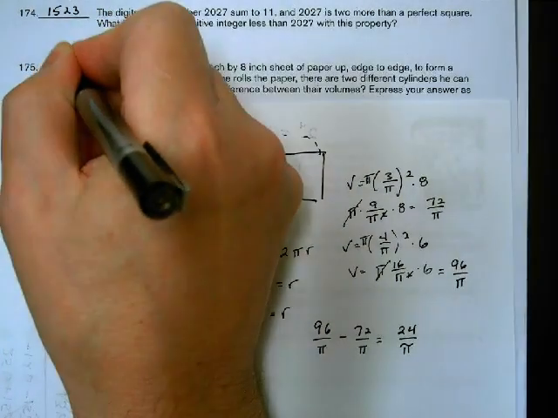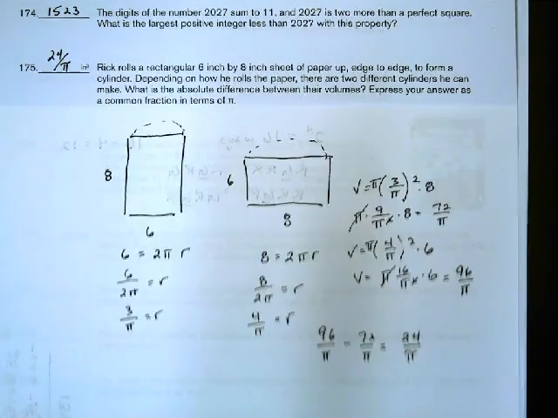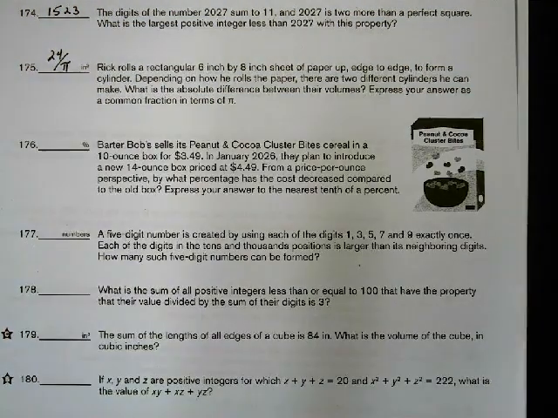Next, need a new piece of paper here. Next one, number 176. Barter Bob sells its peanut and cocoa cluster bites cereal in a 10-ounce box for $3.49. In January 2026, they plan to introduce a new 14-ounce box priced at $4.49. From a price per ounce perspective, by what percentage has the cost decreased compared to the old box?